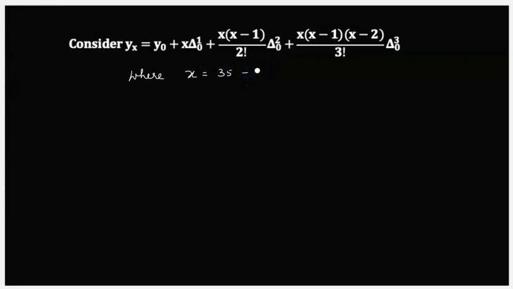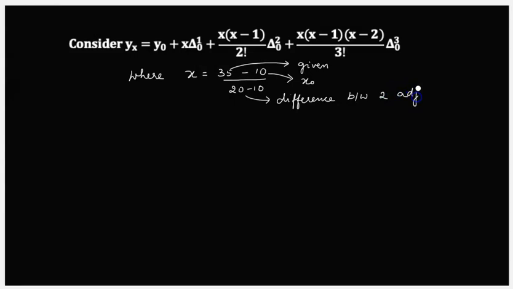So it is 35 minus x naught. So x naught is 10, divided by the difference between the x values, that is 20 minus 10. This 35 is given to us in the problem. This 10 is the x naught value and this is the difference between two adjacent x values in the table. So simplifying, you get x is equal to 2.5. It is very important to get this value right.